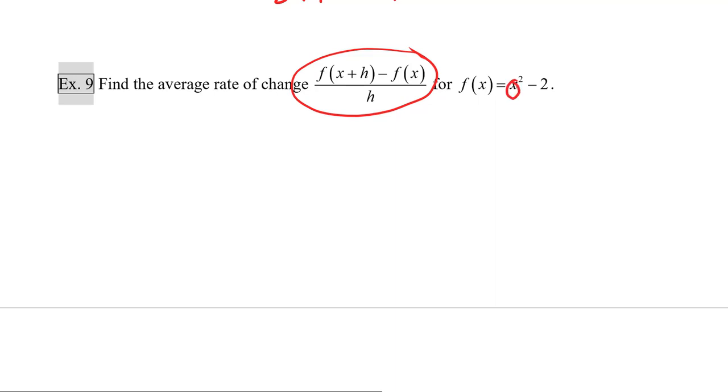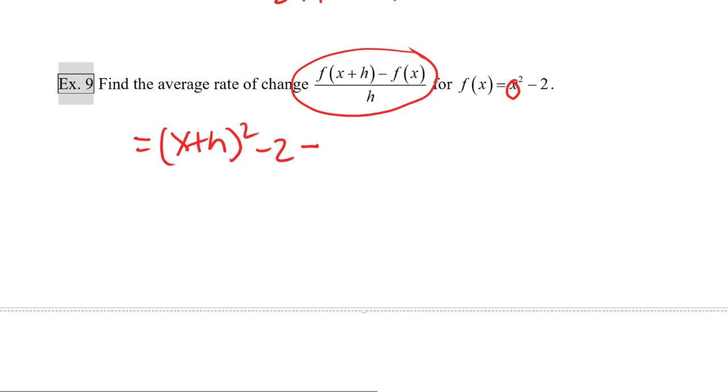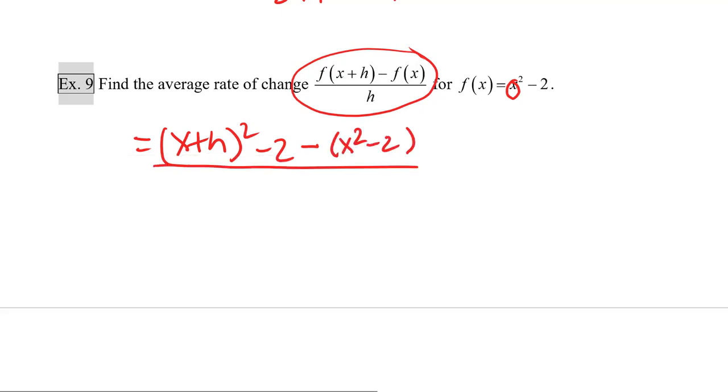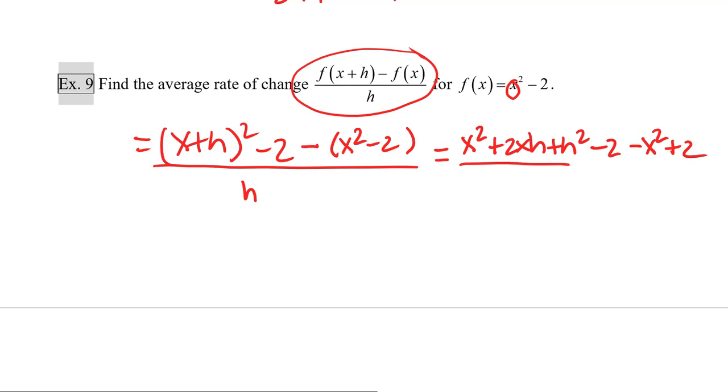So this becomes x plus h squared minus 2 minus, now I'll just substitute in f of x, which is x squared minus 2, all over h. The next step would be to simplify the numerator, so I will simplify x plus h squared by FOILing. I get x squared plus 2xh plus h squared minus 2. I'll distribute the negative and I get negative x squared plus 2, whole thing over h.